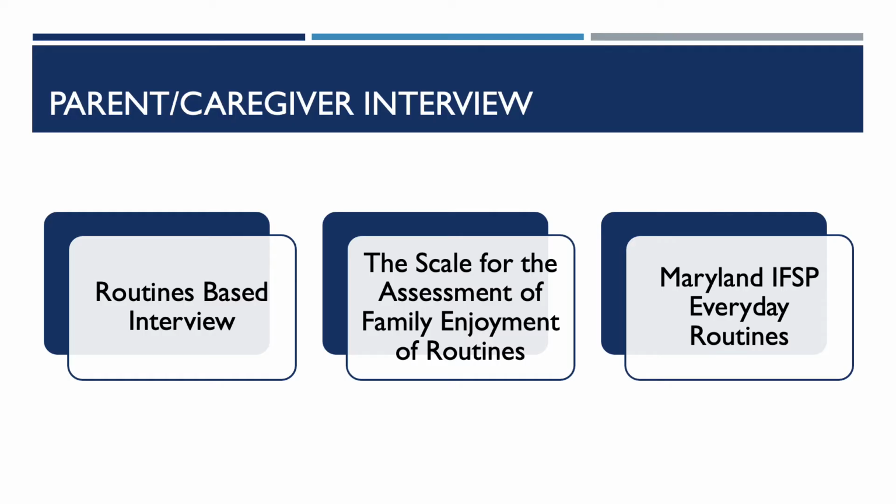The RBI, the SAFIR, and the Everyday Routine section on the IFSP are the 3 ways Part C providers in Maryland can gather information for the family assessment. Each of these practices supports having conversations with the people that spend the most time with the child. However, at the core of all of these practices is the interviewer's skills in gathering robust information around engagement, independence, and social relationships. Let's explore the EISR.